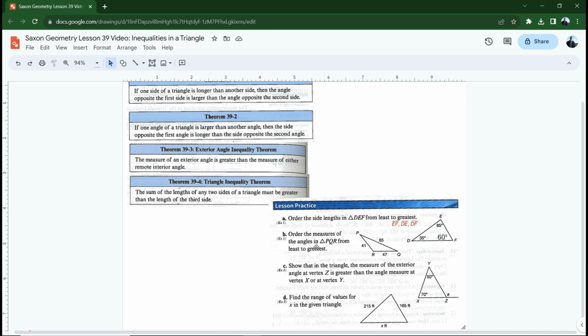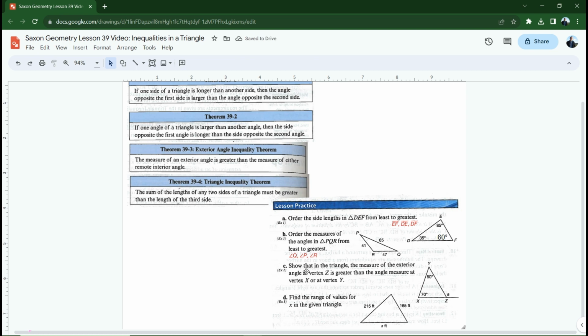Well, again, across from the shortest side is going to be the smallest angle. So Q will be first. And then let's see, P is going to be second. That's across from the side 47. And then R is going to be the last one because it's across from the longest side.